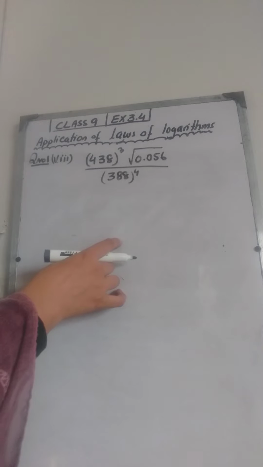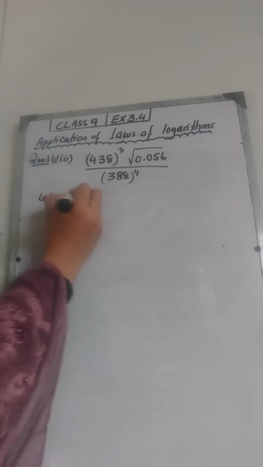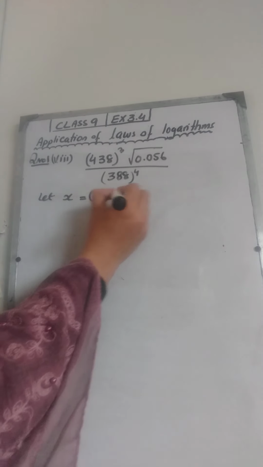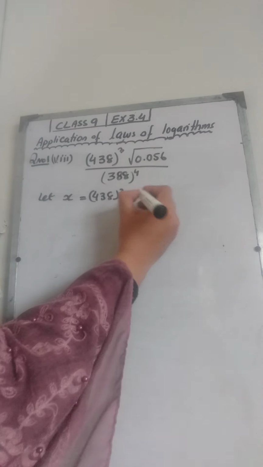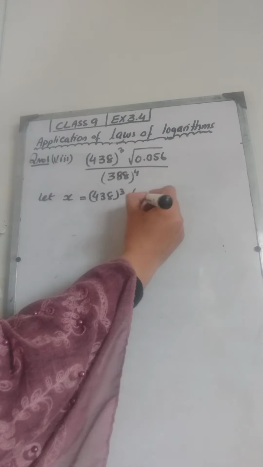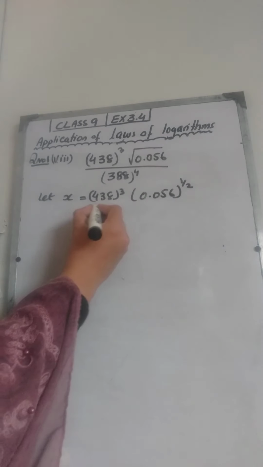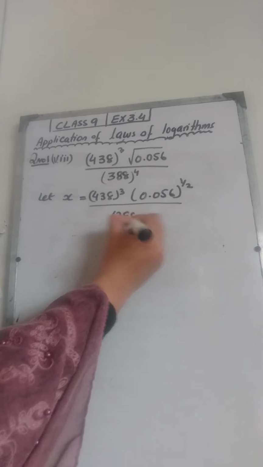First of all, we are going to suppose this number is equal to x. So let x be equal to this number, 438 raised to the power 3, and here I am changing this to exponential form. This is the square root of 0.056, which can be written as 0.056 raised to the power 1 by 2, and 388 raised to the power 4.